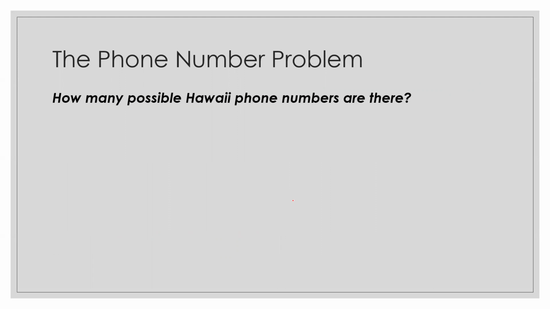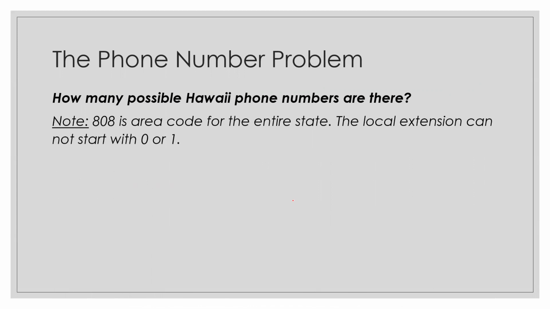Now the next thing that I want to go over is an example that is kind of interesting for us to know here in Hawaii. My question to you is, how many possible Hawaii phone numbers are there? Are we going to run out of phone numbers if everybody has a cell phone here in Hawaii? Well, let's see. Let's note that 808 is the area code for the entire state, and the local extension cannot start with 0 or 1.